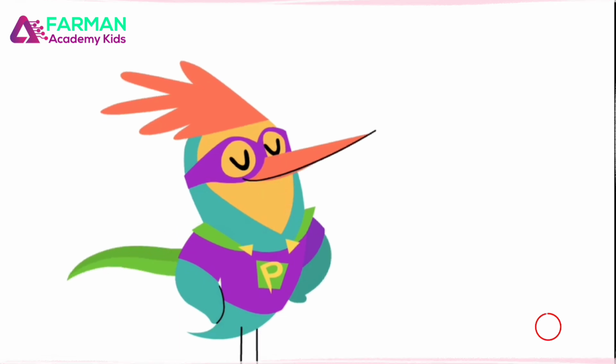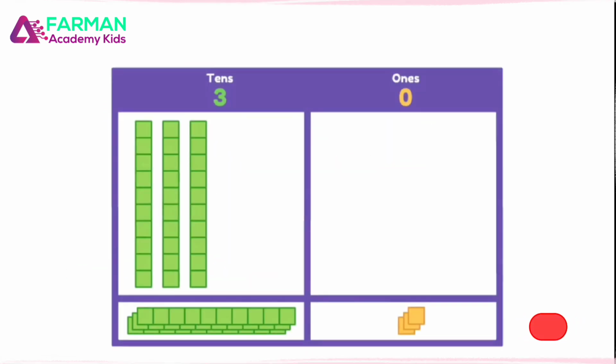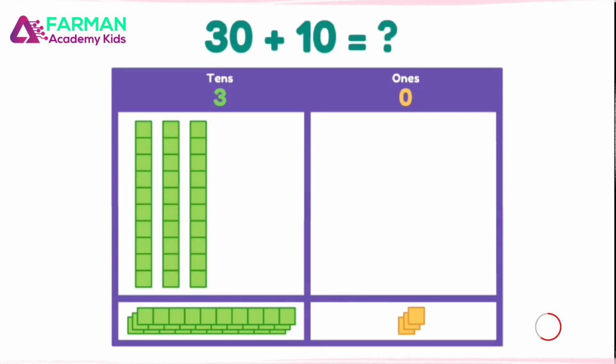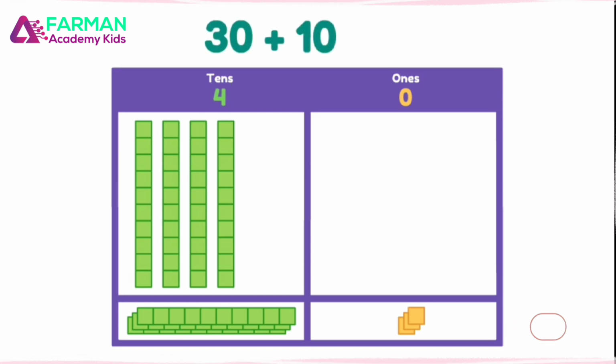Super Pack here! Let's solve this equation! We have 30 blocks, and we are adding 10 blocks. What is 30 plus 10? This is the tens place! Since we are adding one group of 10 blocks to 30, we are adding one rod to the tens place. 30 plus 10 is 40!